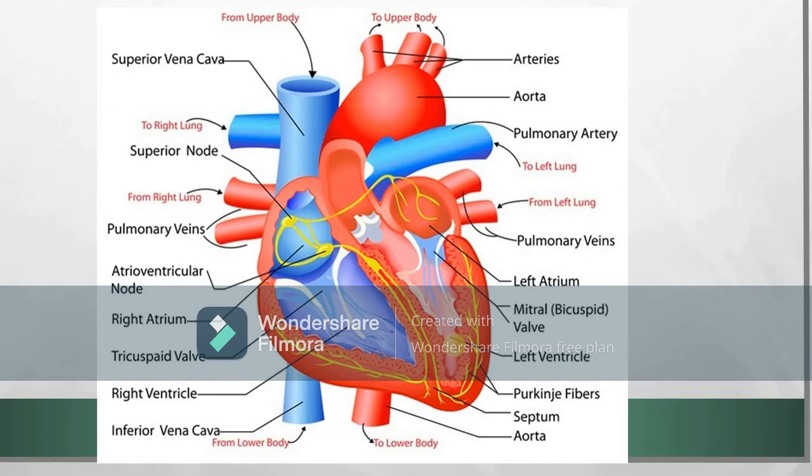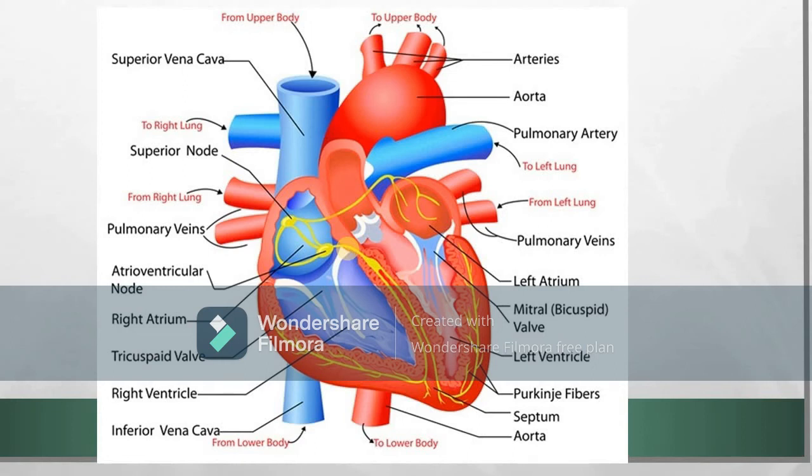The first one is the right atrium, then the right ventricle, the left atrium and the left ventricle. After this, the heart actually works as a double pump mechanism. Double pump means it is receiving blood in the right side, and it is also giving blood to all the other parts of the body, and at the same time it is receiving and transporting blood to all the other parts.